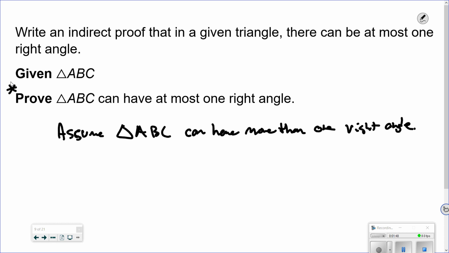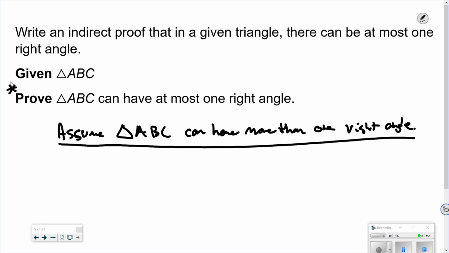Now what I have to do is come up with a contradiction. Why can my assumption not be true? If I can prove that this is false, that means that what we're trying to prove up here has to be true. So let's say if I assume it can have more than one right angle, let's say that angle A is equal to 90 degrees and angle B is equal to 90 degrees.